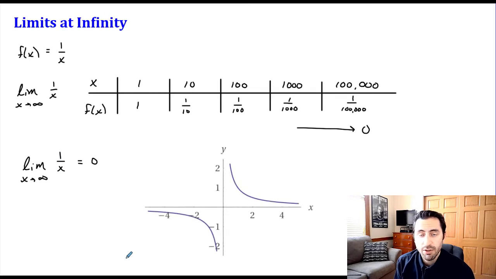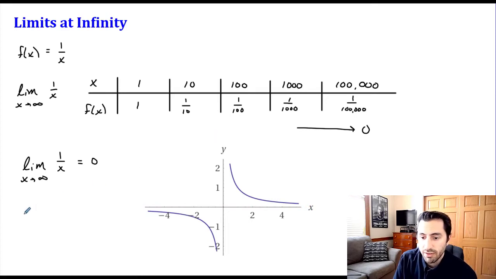If we take a look at a graph of this, we can see that as these x values are getting larger and larger, my function values are getting closer and closer to 0. Another way I could describe this is the end behavior of this function. So I have a horizontal asymptote at 0, and that's what these function values are approaching.